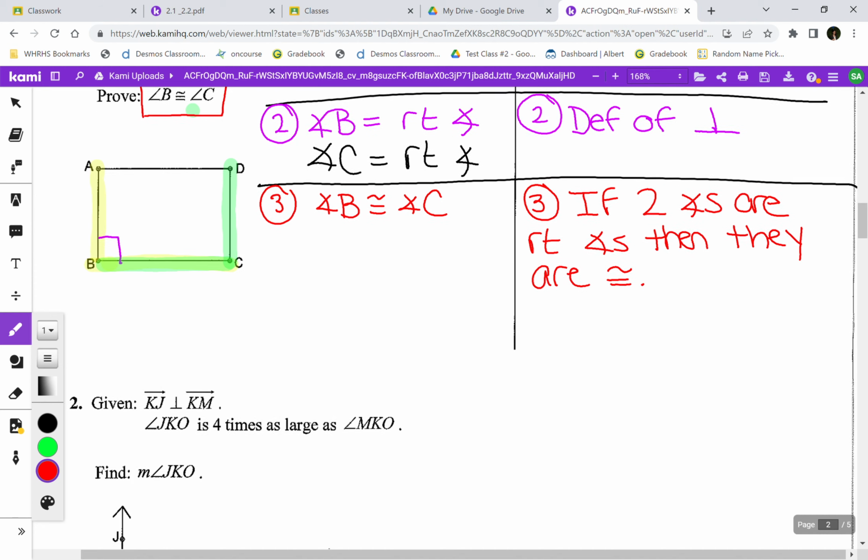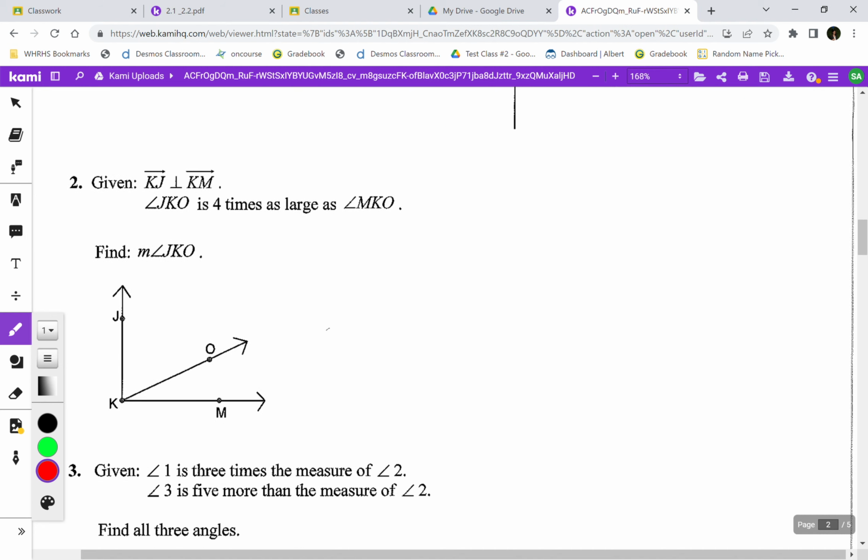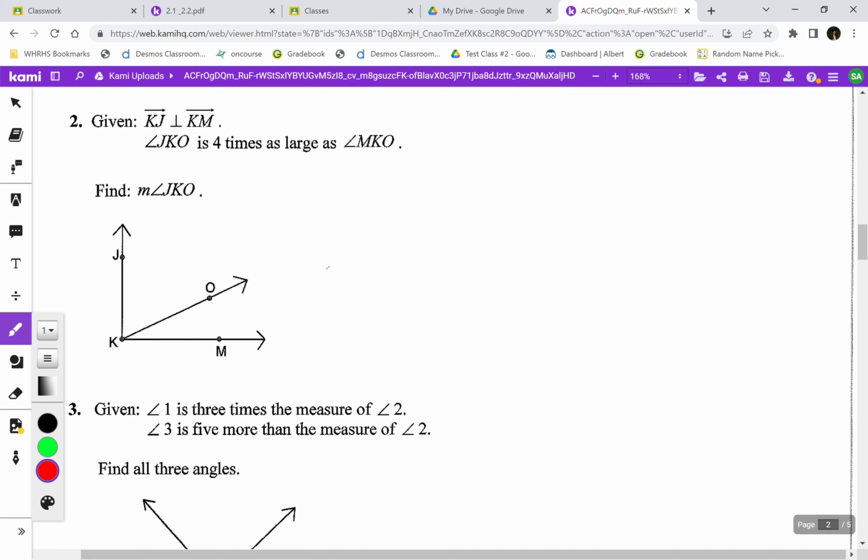All right, let's keep going. When it says find, is that a proof? No, when it says find, that's like an algebra problem, all right? When it says prove or conclusion, that's a proof. But when it says find, that's an algebra problem. So let's go through our given information and mark up our diagram.